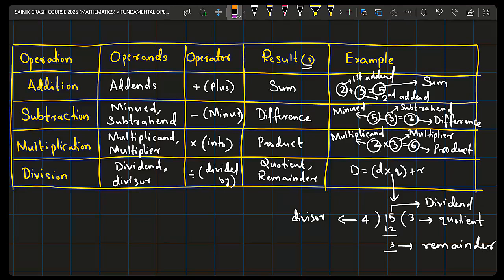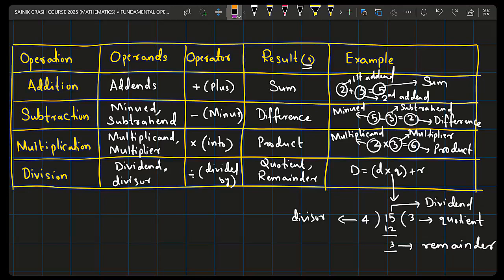Aryan? Sir, like division, don't other operations have formulas? No formulas. For example, you can see 2 plus 3 is equal to 5. If you want to create the formula out of it, you can say first addend plus second addend is equal to sum. In subtraction, you can say minuend minus subtrahend is equal to difference. And in multiplication, you can say multiplicand into multiplier is equal to product.